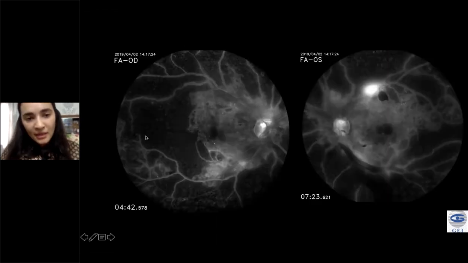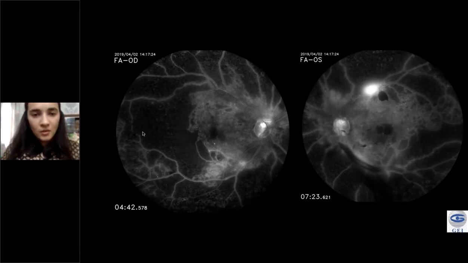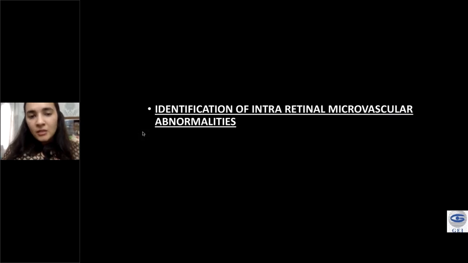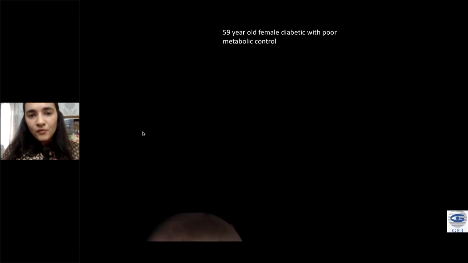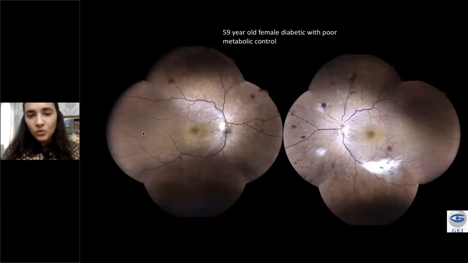So even in the late frames, you can see totally knocked out areas of perfusion in the macula, explaining the extremely poor vision in the right eye. And I think this is one of the last few slides. Identification of IRMA is another very, very important thing because your whole management changes, whether you're going to do a PRP or not. So again, a 59-year-old female diabetic with poor control.